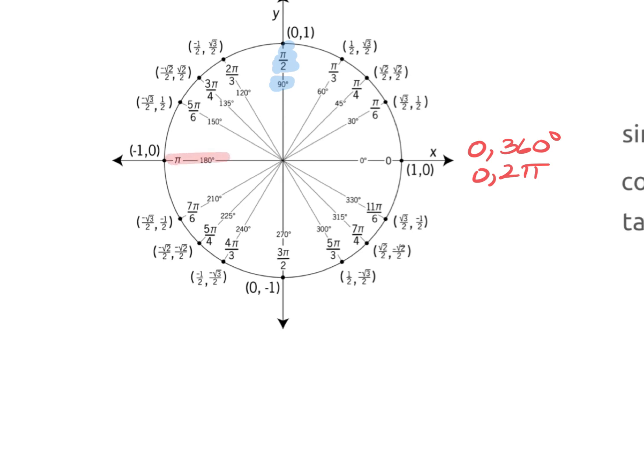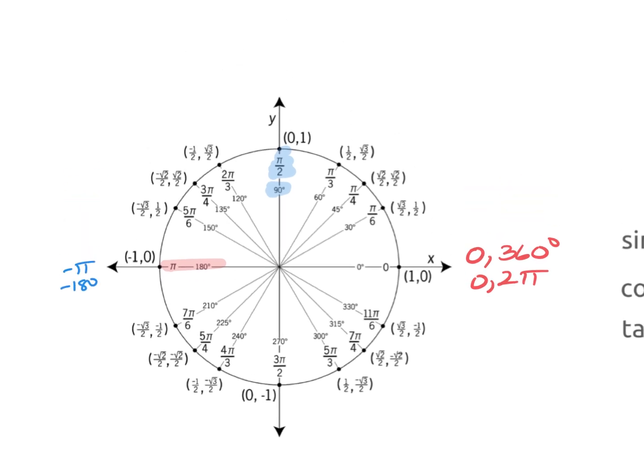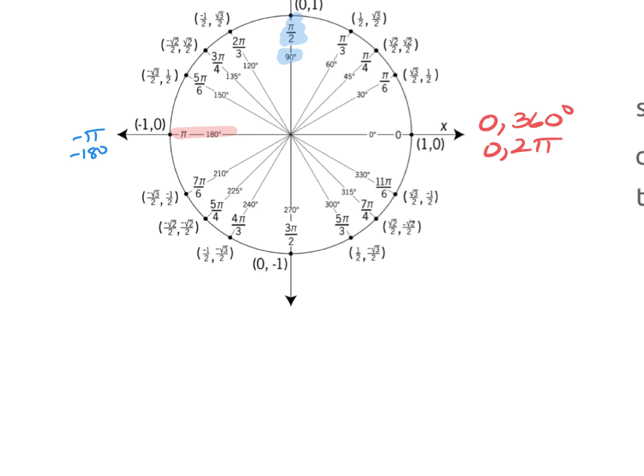Now this could also be a negative pi or a negative 180. Up top here, this could be a negative 270 or a negative 3 pi over 2. Down here, this one is 270 and 3 pi over 2. This could also be negative 90 and negative pi over 2, depending on how you're drawing your angle.